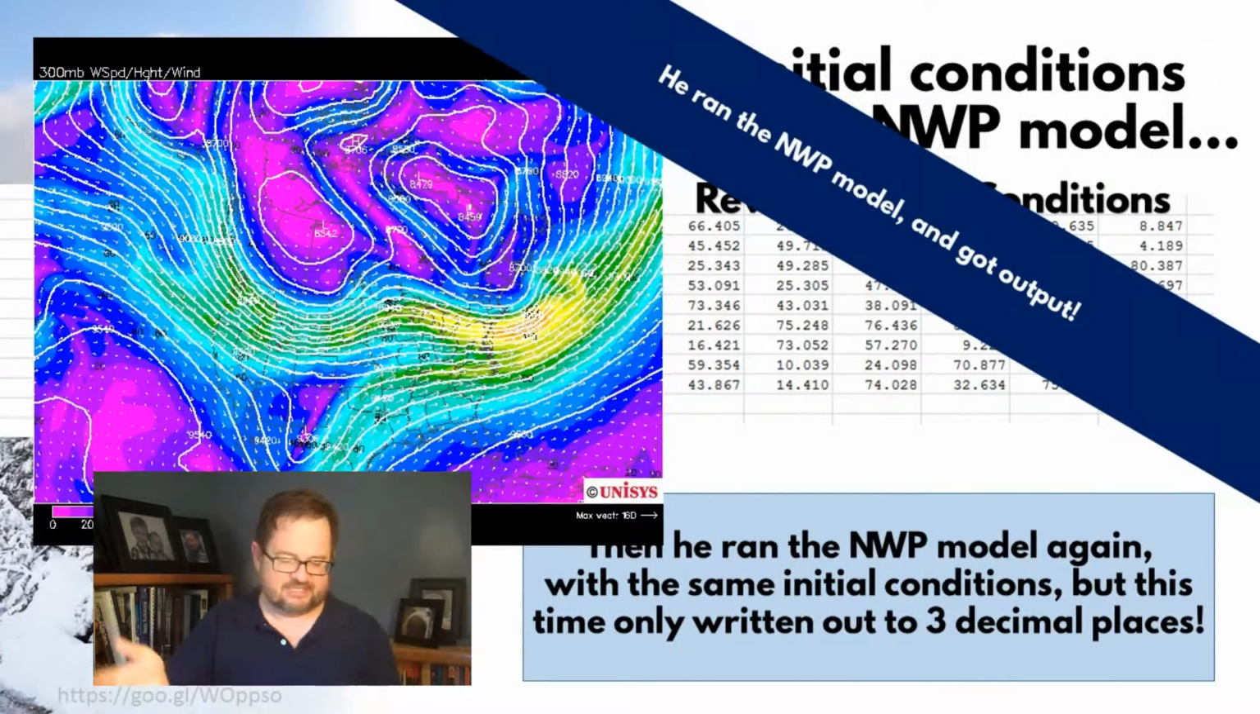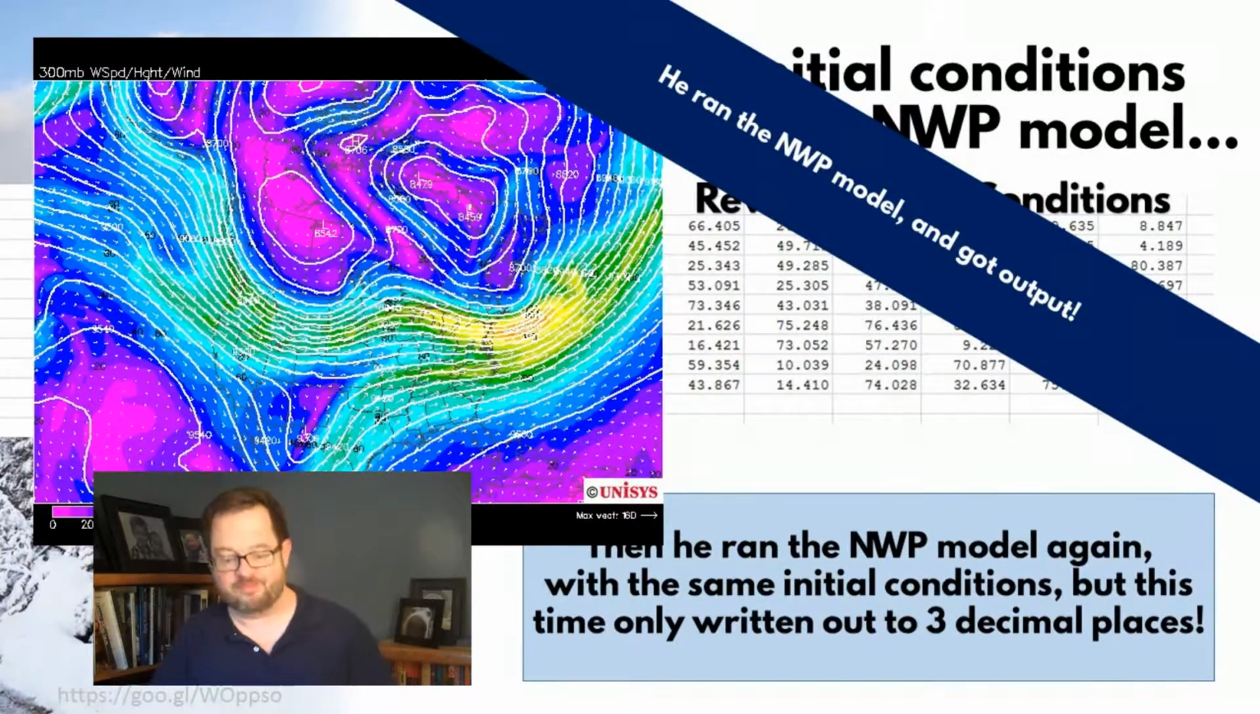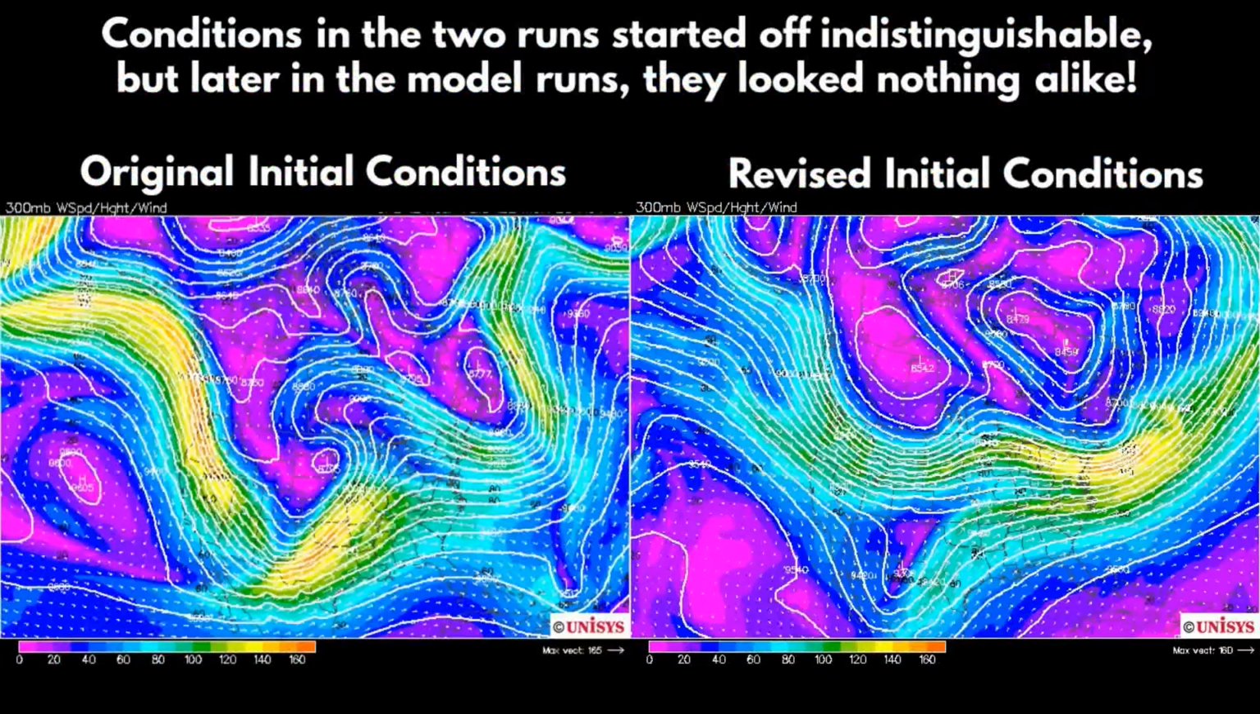And again, let's just say this is a map of the jet stream or whatever. Again, I just pulled something off of a website today. But whatever. But here's what was totally shocking to Ed Lorenz. When he actually put the two model runs side by side, they looked, well, I was going to say totally different. They started off indistinguishable.